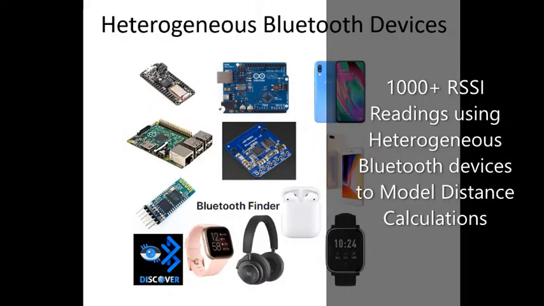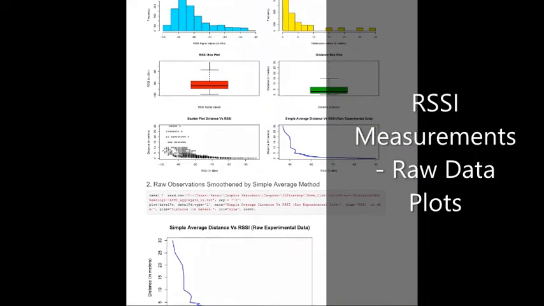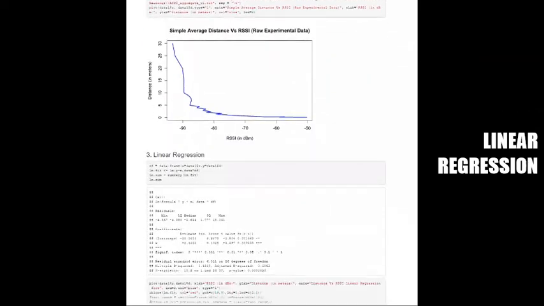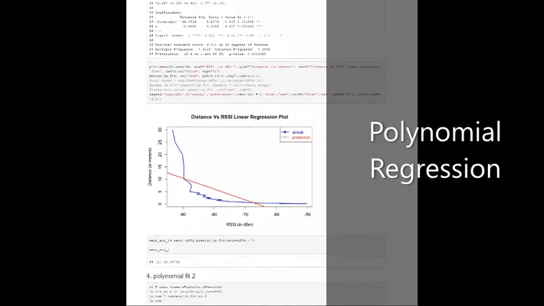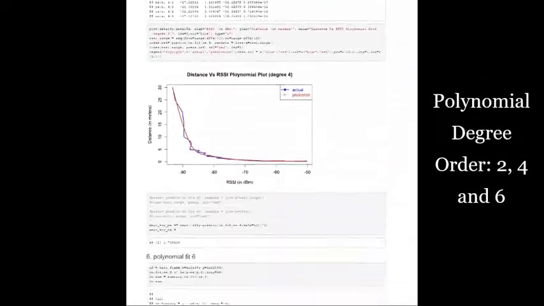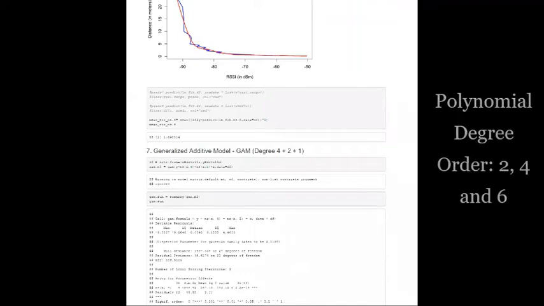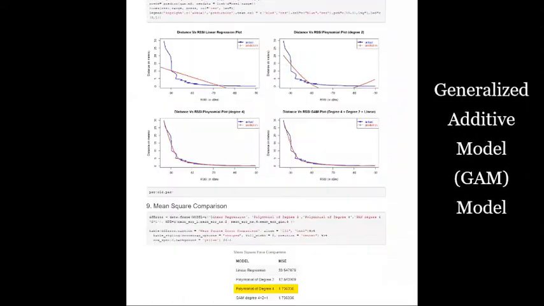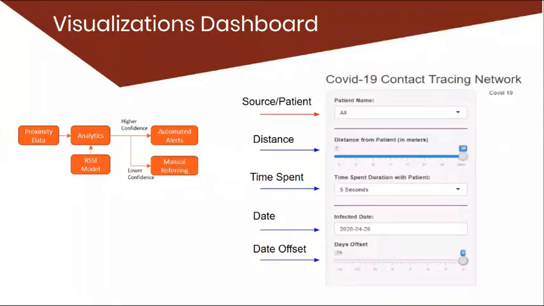To overcome mathematical and unreliability issues with RSSI, we took over 1,000 RSSI meter readings using heterogeneous devices. Using the measured data for modeling RSSI, we looked into linear, polynomial, and generalized additive regression models. Finally, we settled on the polynomial of degree 4 regression model for transforming RSSI values to distance in meters.